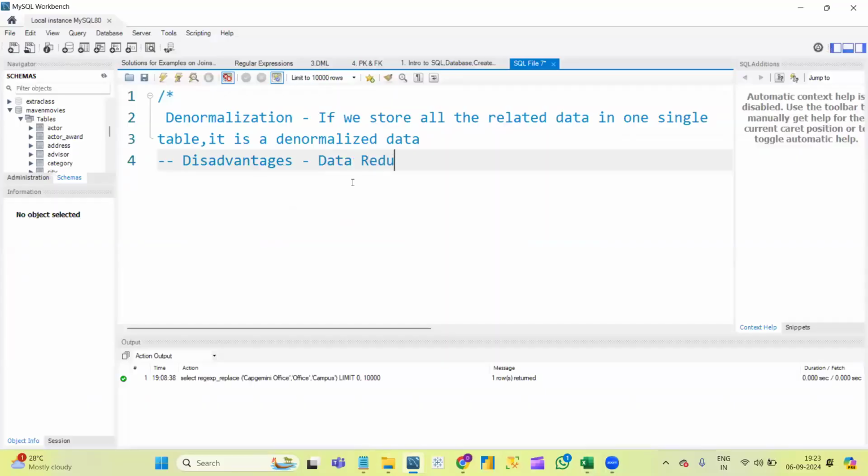So data redundancy is one of the disadvantages, along with memory wastage and performance issues. These are almost the same limitations we already discussed in the Excel file. Data redundancy means the data will be repeated all the time, which leads to memory wastage. If we are storing the data again and again, it will lead to performance issues; maybe loading the data will take a lot of time. So these are all the problems if we store the data in denormalized form.